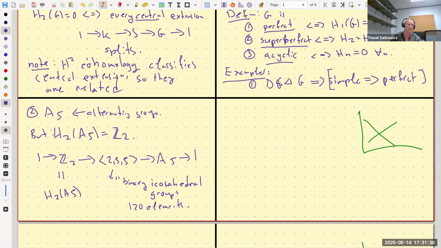And actually this Z2 group, this central extension, is exactly this. But I'm not sure where this group comes from. It's a geometric thing for sure. Apparently this group also is the first, aka smallest, super perfect group.